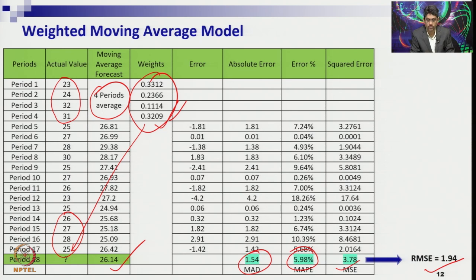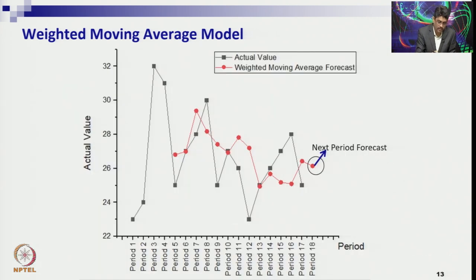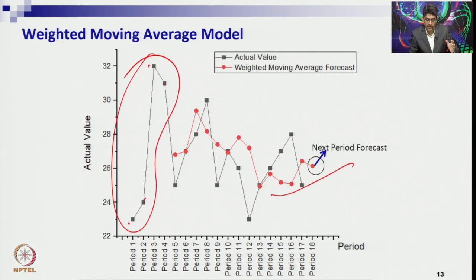So this is for the weighted moving average. Look at the weighted moving average graph. Here also, you have taken the first 4 periods and started calculating the 5th period forecast. But here you have taken the weighted moving average. You have given different weightage to all the past 4 periods and dragged the average. This is your forecast for weighted moving average, and the results in the table I have shown you.